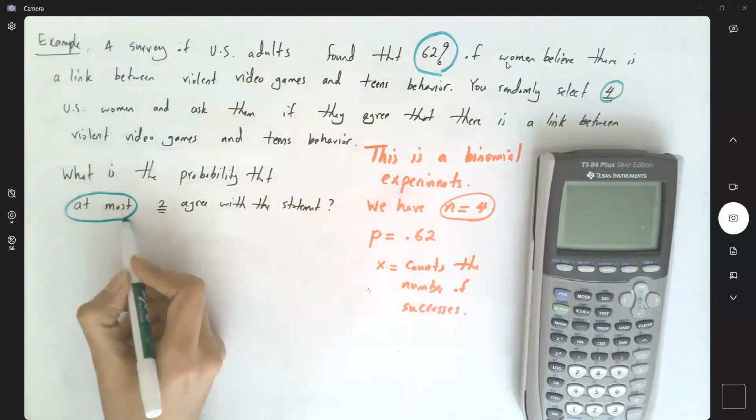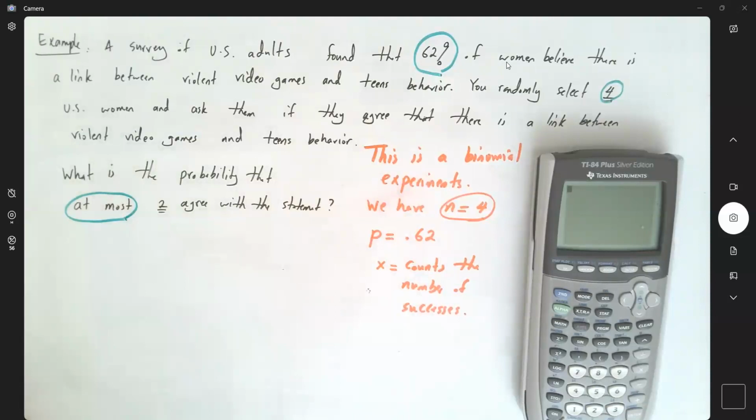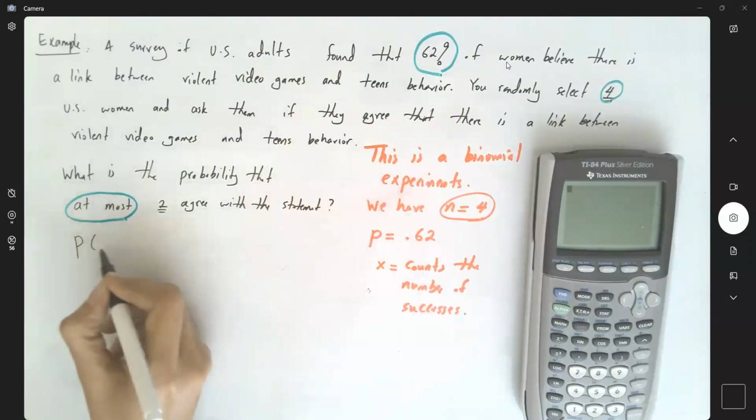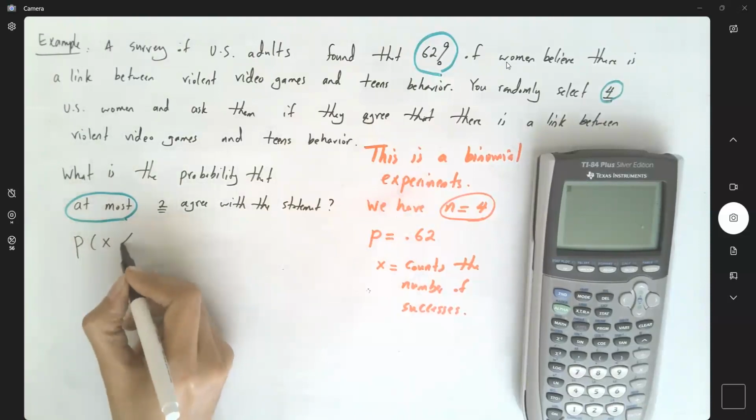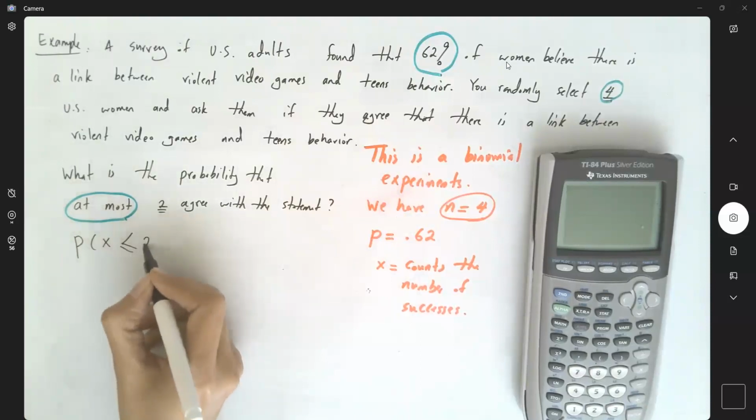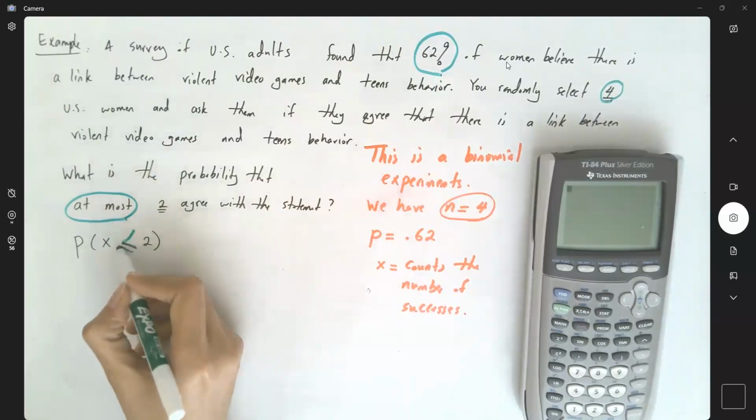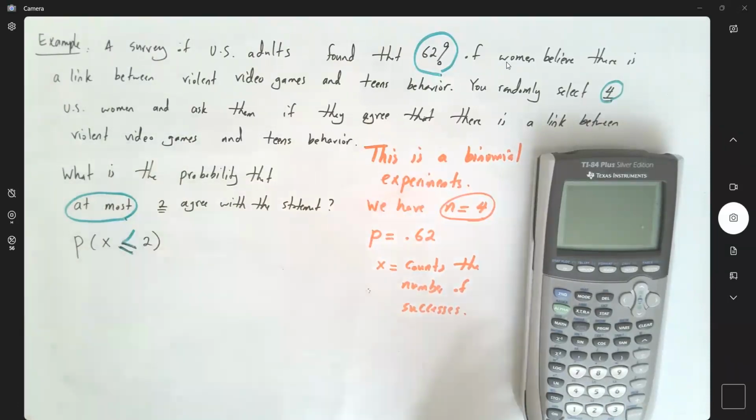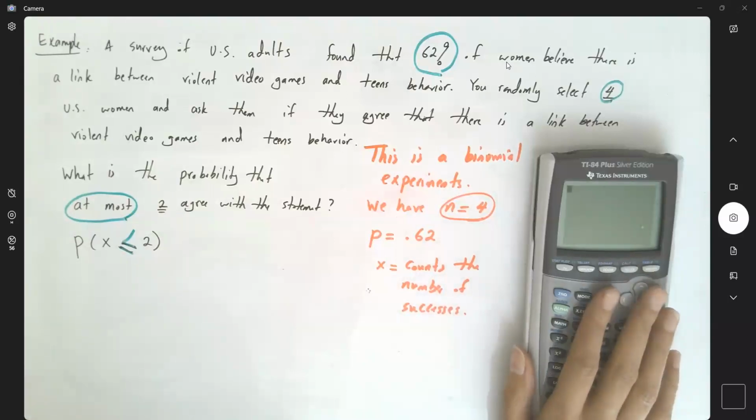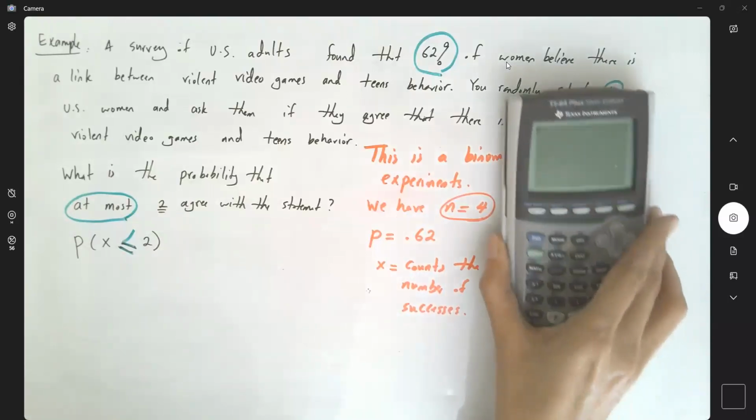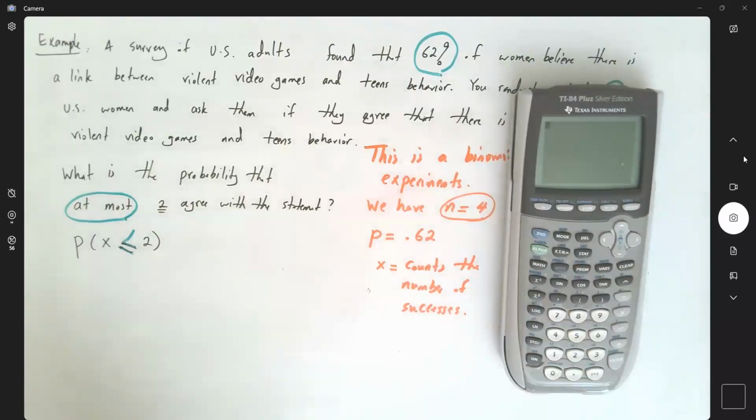There is nothing exact here. When you're saying at most, you're finding the probability that X is less than or equal to 2. So at most 2 means that it can be 2 or less. At most 2, less than or equal to 2. When you have less than or equal to 2, you have to change the functionality on your calculator. So let us take a look at this.